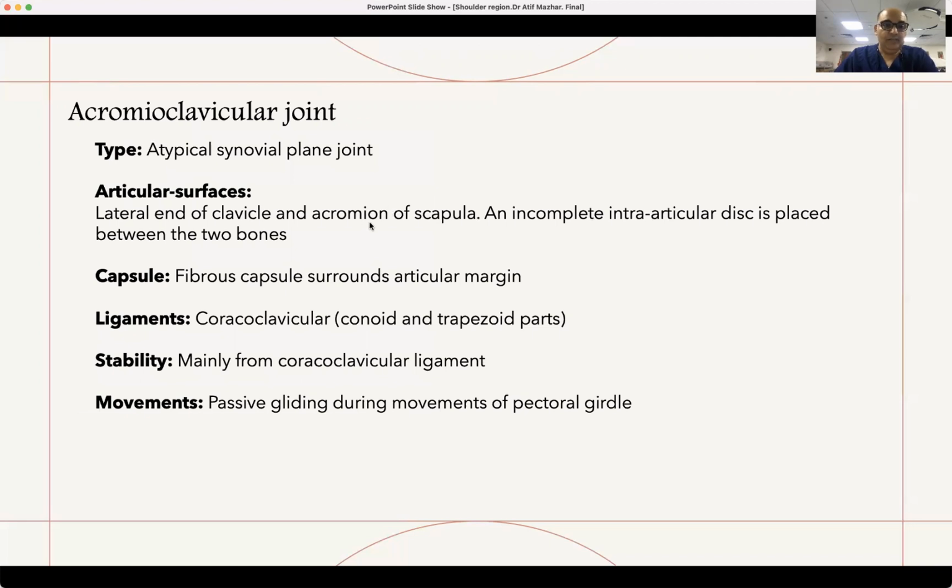Now, this is a must-know about the acromioclavicular joint. Quickly recap. This is an atypical type of plain synovial joint. Why is it atypical? Because the articulating surfaces are lined not with hyaline, they are lined with fibrocartilage.